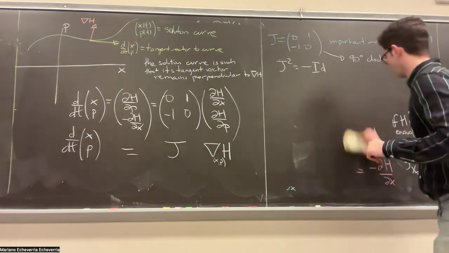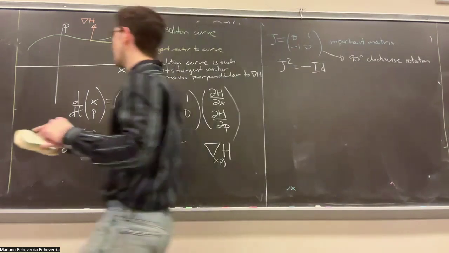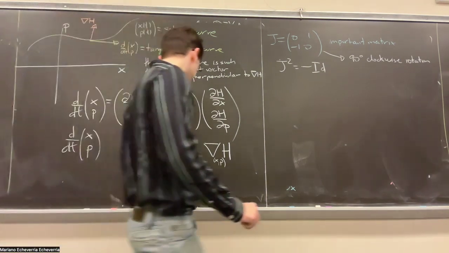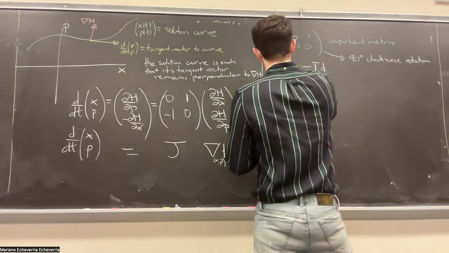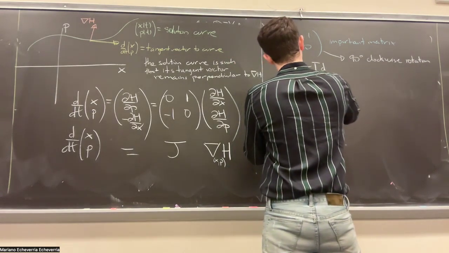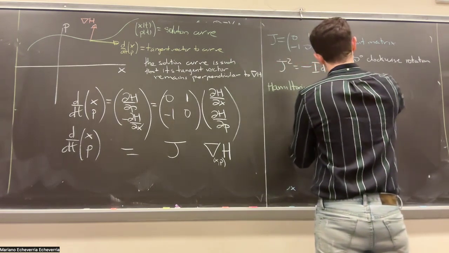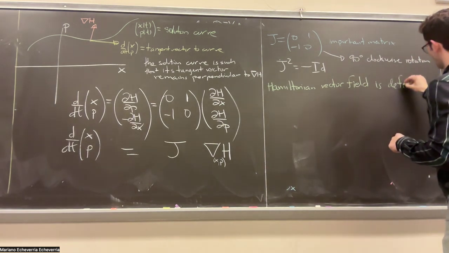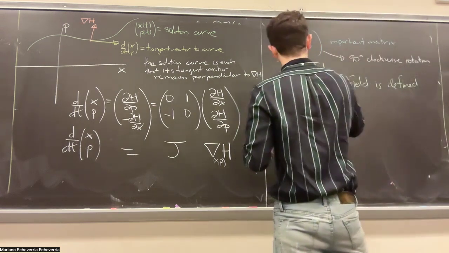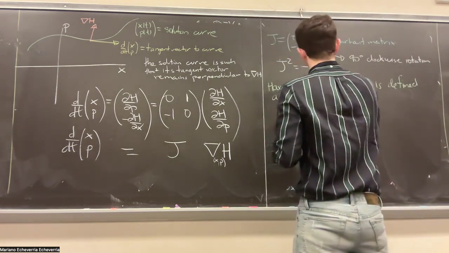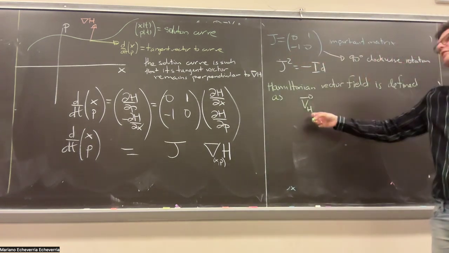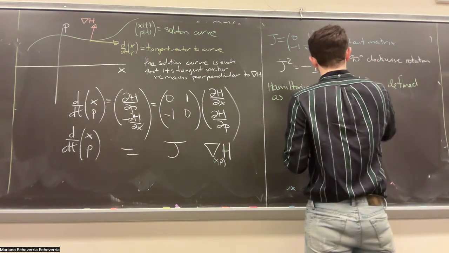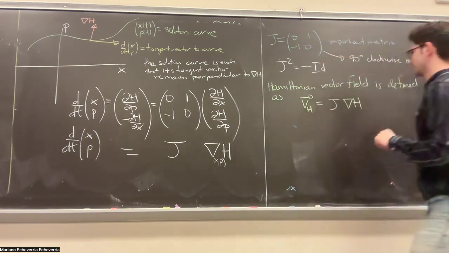So this vector j times the gradient is called the Hamiltonian vector field. The Hamiltonian vector field is defined as, let me just call it v sub h for the particular Hamiltonian function that you're using. So it's just j times the gradient of h.